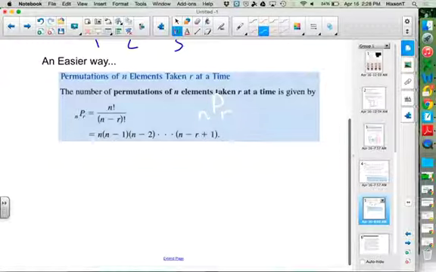Did we by chance do this in the beginning of the year? We did combinations, which is a similar formula, but not exactly the same. So we're doing n factorial over n minus r factorial.